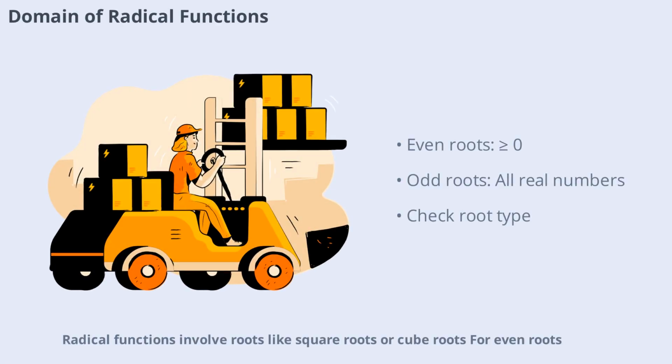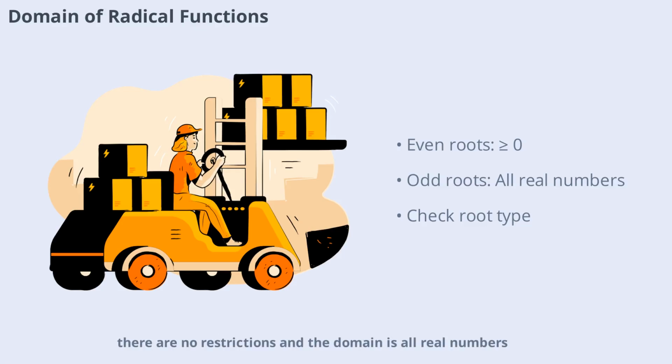Radical functions involve roots, like square roots or cube roots. For even roots, the expression under the root must be non-negative. For odd roots, there are no restrictions, and the domain is all real numbers. Always check the type of root before determining the domain.